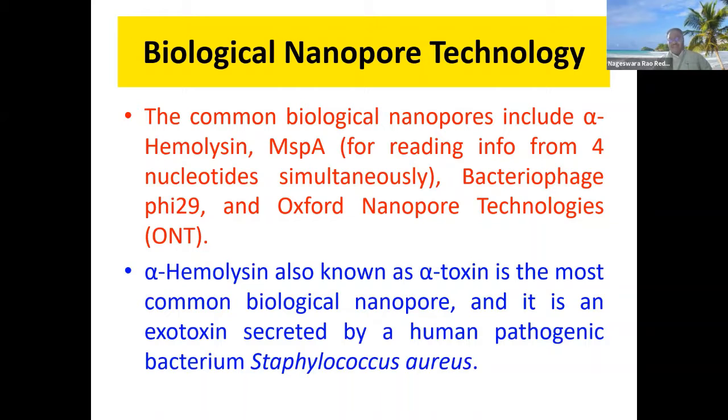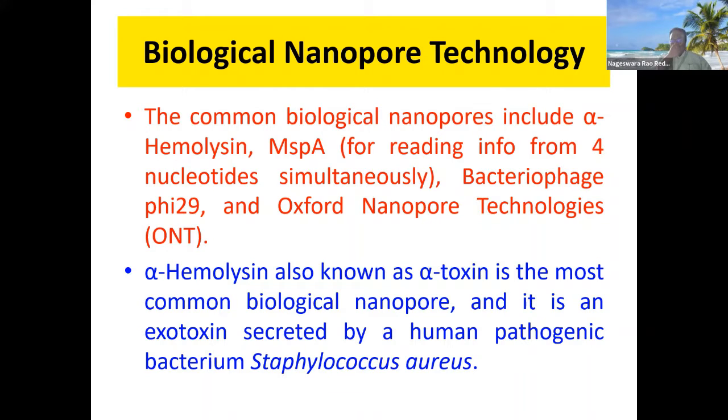Okay, and the best examples which are already used in making biological nanopore technology for sequencing are hemolysin, MSPA, bacteriophage, fine nucleotide, and Oxford Nanopore Technologies protein. Okay. Now what is hemolysin? We'll take one example here, biological nanotechnology.